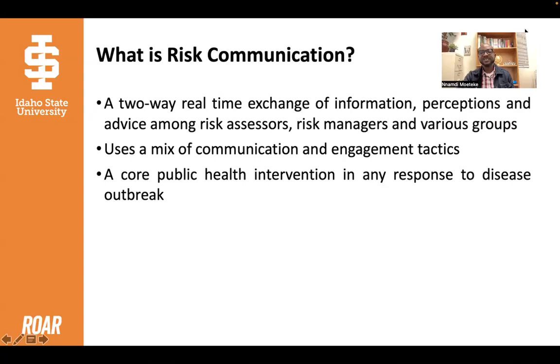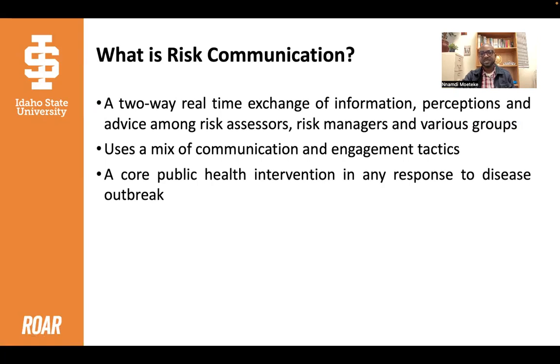Risk communication is a two-way real-time exchange of information, perceptions, and advice among risk assessors, risk managers, and various groups. It is a multidisciplinary approach that uses a mix of communication and engagement tactics. For example, media communication, mass awareness, and community engagement.